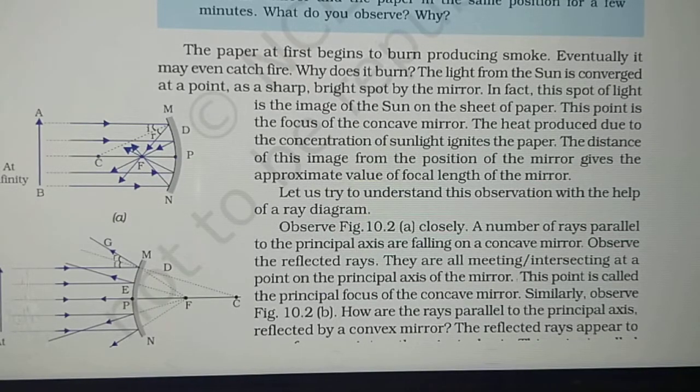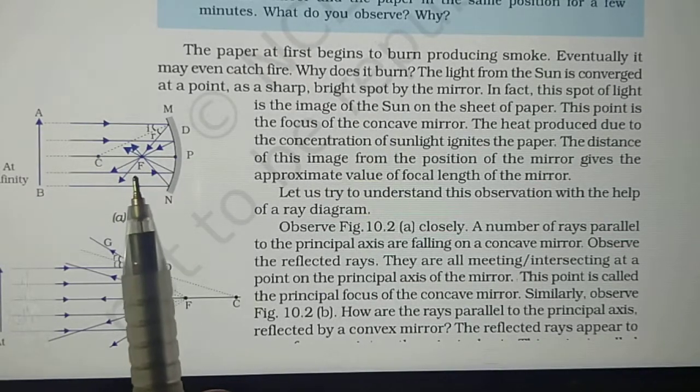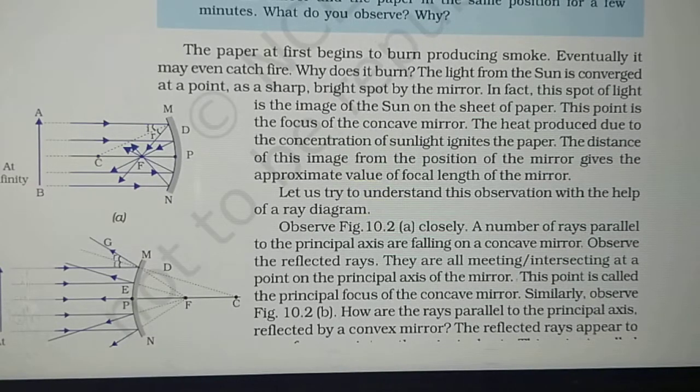Points are focused here, and this is called F. That is called the focal point, and PF is called the focal length. Now let's try to understand this by observation with the ray diagram. Observe figure 10.2a closely. A number of rays parallel to the principal axis are falling on the concave mirror. Observe the reflected rays. They all are meeting or intersecting at a point on the principal axis.